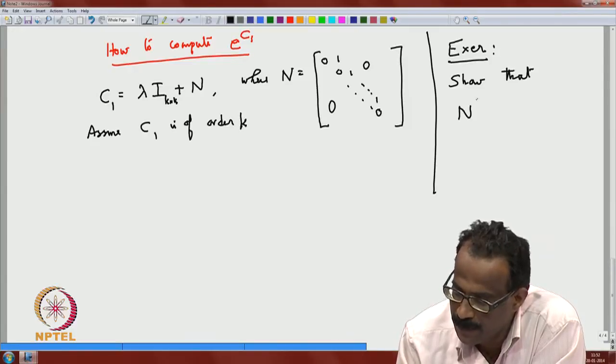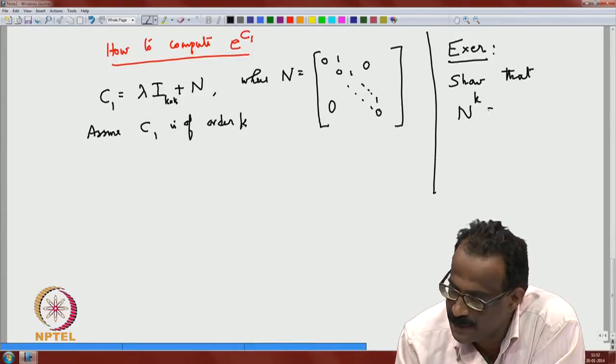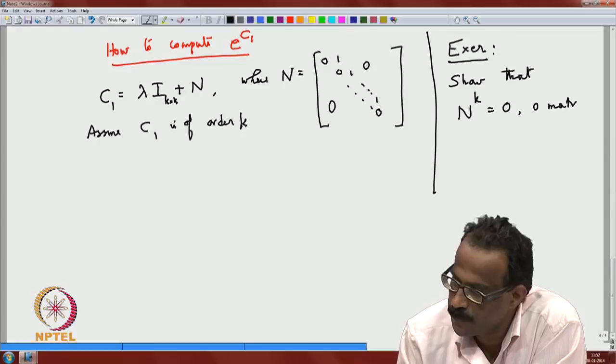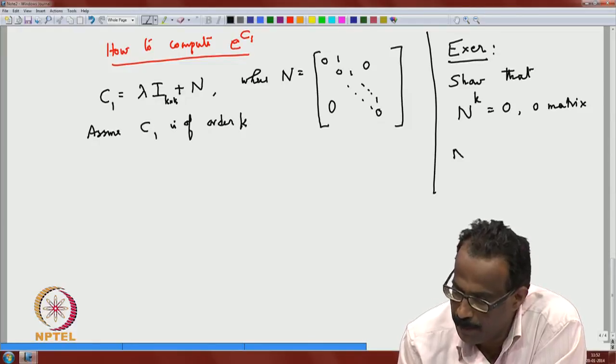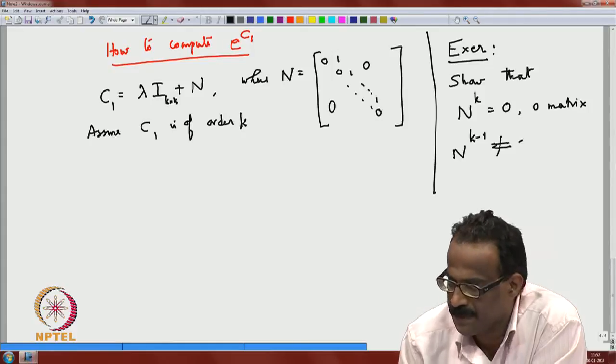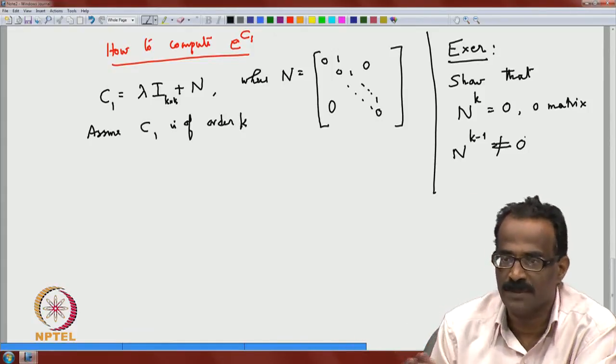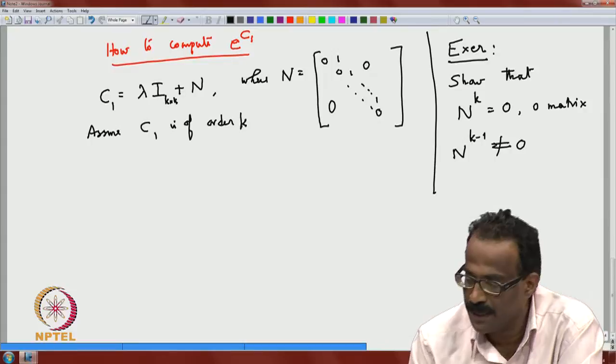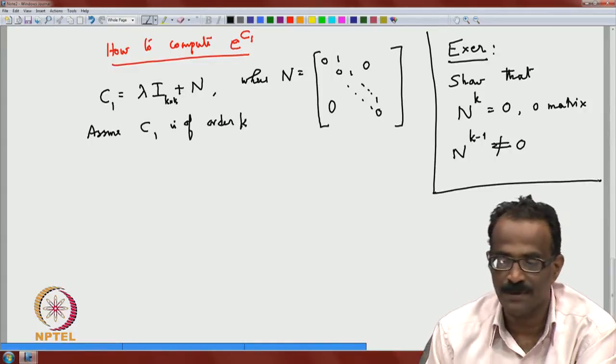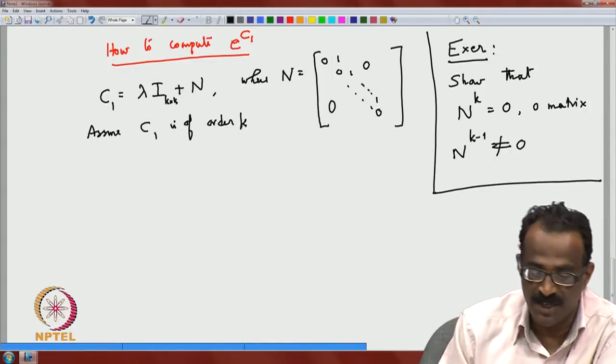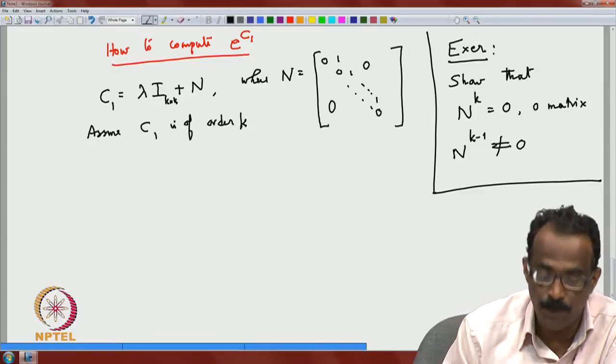N power K is the zero matrix, and N power K minus 1 is not a zero matrix. Just compute N, N square, etc. If you want to compute either by induction, or you can compute that one. Such type of matrices are called nilpotent matrix.